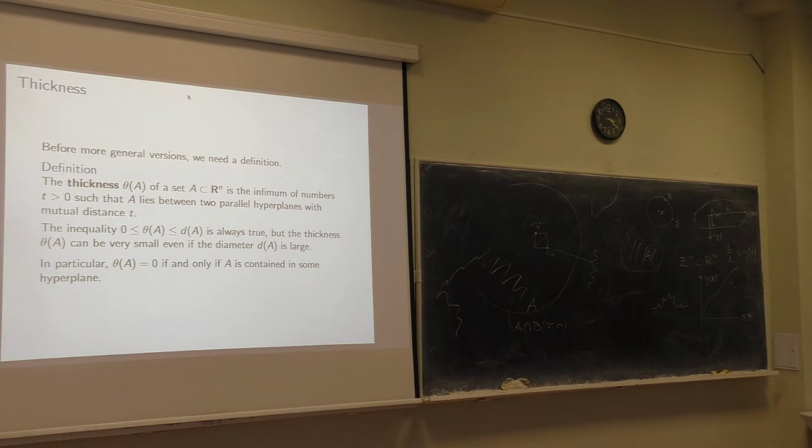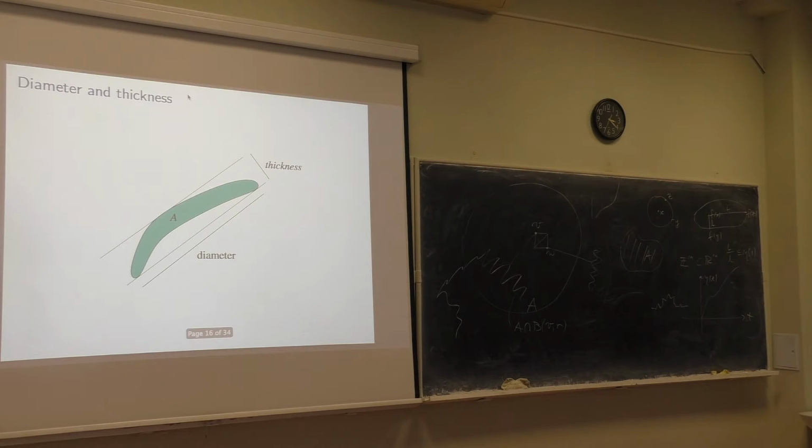So thickness is a geometric concept for a set. We try to squeeze it between parallel hyperplanes and make the distance between the hyperplanes as small as possible, and then this infimum will be the thickness. So this looks awful, but if you look at the picture, it's much easier to understand. For thickness, you don't need any measure. You need just a couple of points which show that it cannot be squeezed very small between hyperplanes.